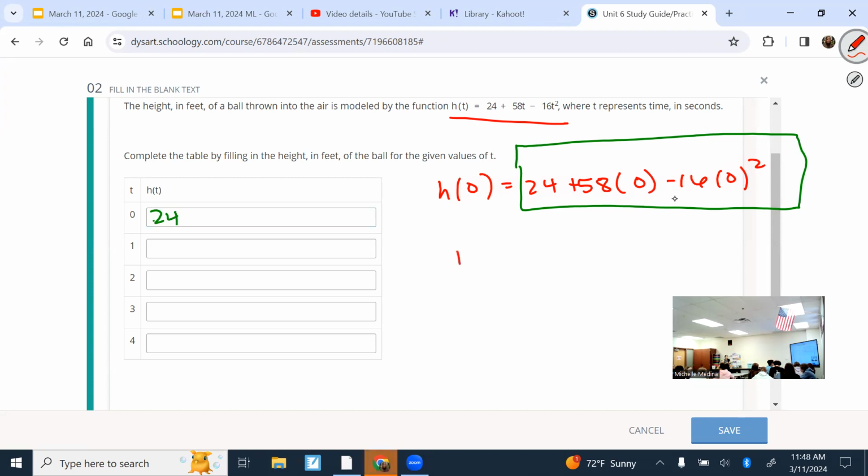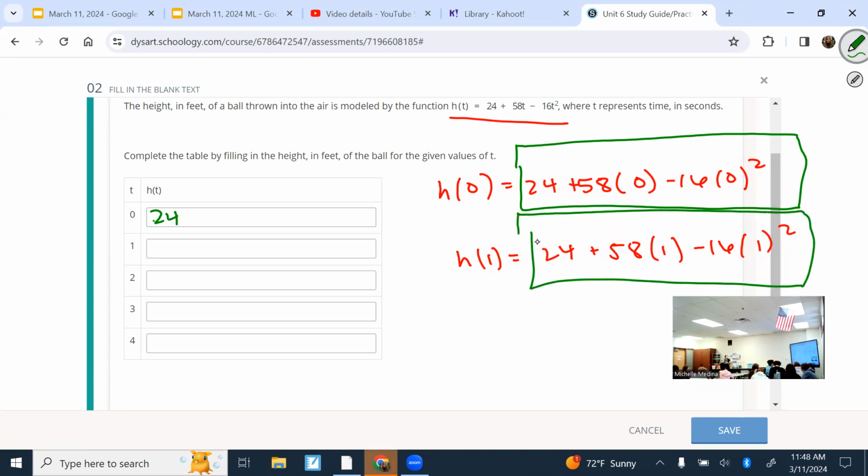And then when you go to the next one, now we're plugging in a 1. So the left side is just notation. It's telling you that we plugged 1 into function H. The right side is what you're putting into the calculator. And I would definitely use parentheses anytime you plug something in. You don't want it to be 581. You want it to be 58 times 1. You want it to be 1 squared times -16. Does that make sense? I want to say for this one, it was 66, but I don't remember.